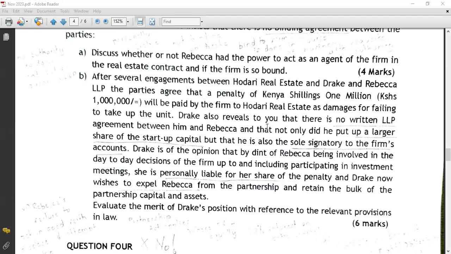So, is this a penalty? This is a penalty. Yes. So section 27(3) applies, right? Yes. What about expelling her?